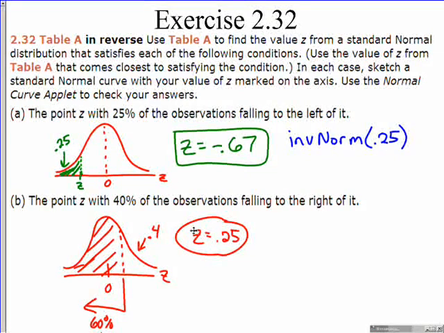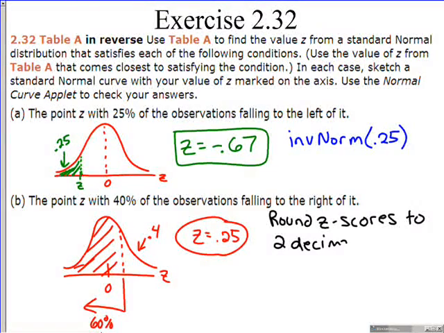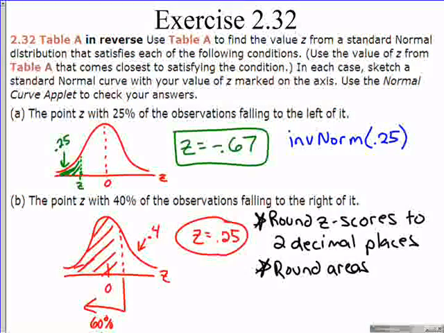So again, couple things in general. Round z-scores to 2 decimal places. Round areas to 4 decimal places.